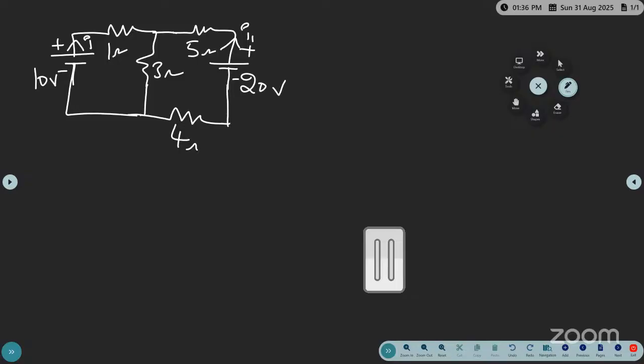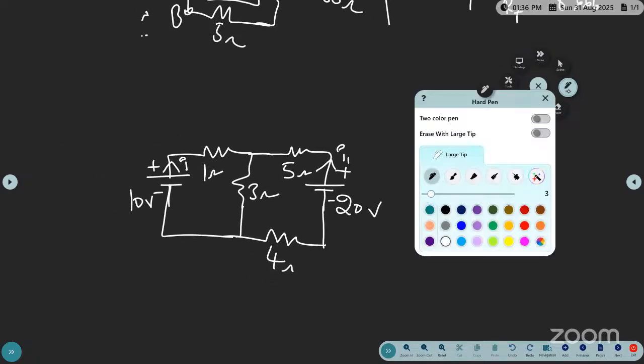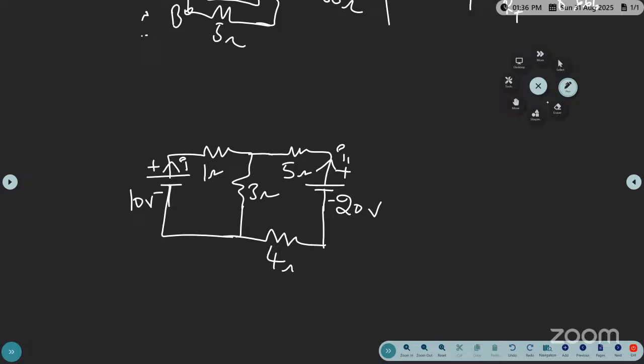elements by traveling in a clockwise direction, for the elements which don't have plus and minus symbols. See here, this is loop 1 and this is loop 2. In loop 1, I am assigning plus and minus symbols for the individual elements which don't have them. By traveling in a clockwise direction: before the element plus, after the element minus. Minus plus is there for the voltage source, no need to assign again.